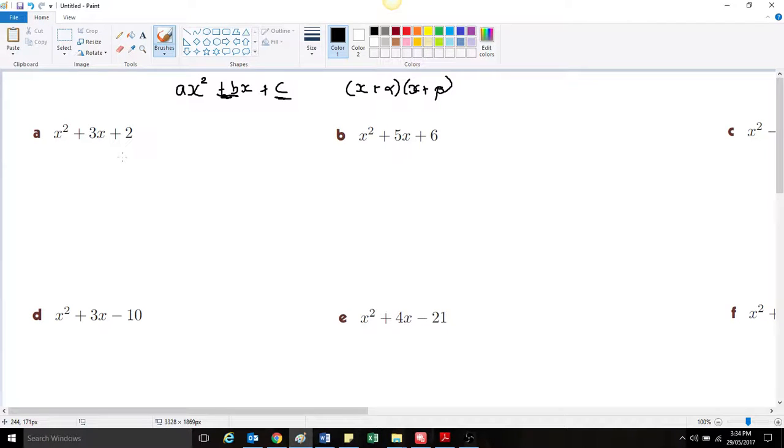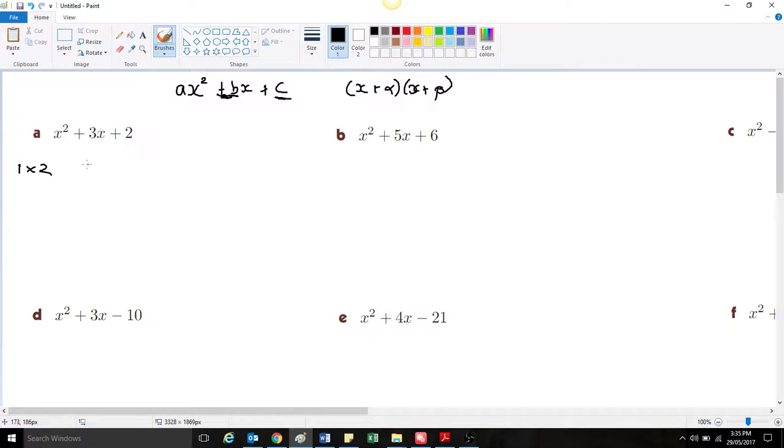Okay, so for example, in our first one here, this is going to be a nice easy one. We're looking for two numbers that multiply together to get 2. So we're going to start by listing the factors of 2. There are no others, fortunately. It's just 1 times 2. So we can see that 1 times 2 equals 2, and 1 plus 2 equals 3. So these are the numbers that we need.